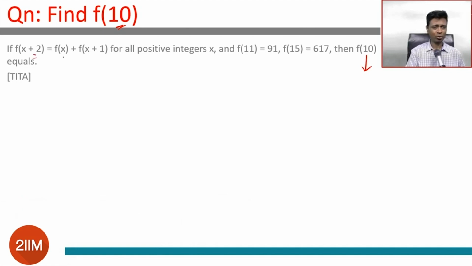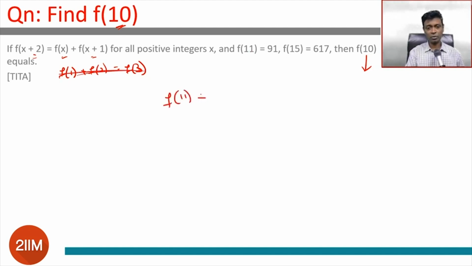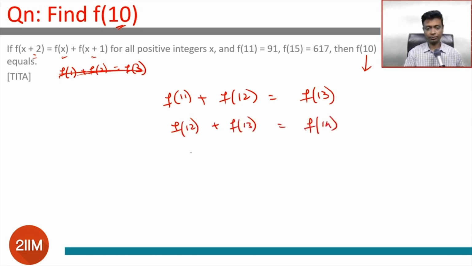f of x plus 2 is f of x plus f of x plus 1. So f of 1 plus f of 2 is f of 3. f of 2 plus f of 3 is f of 4. f of 3 plus f of 4 is f of 5. That's how this goes on. We know f of 11. So let's start with f of 11. f of 11 plus f of 12 is f of 13. f of 12 plus f of 13 is f of 14.